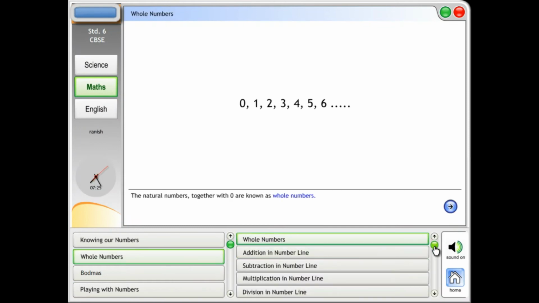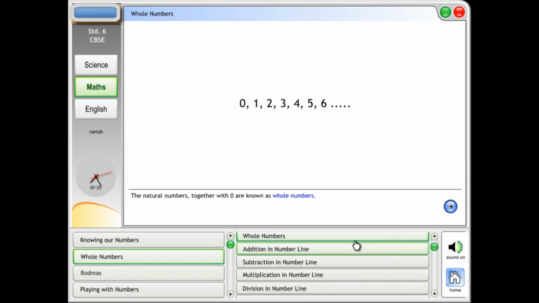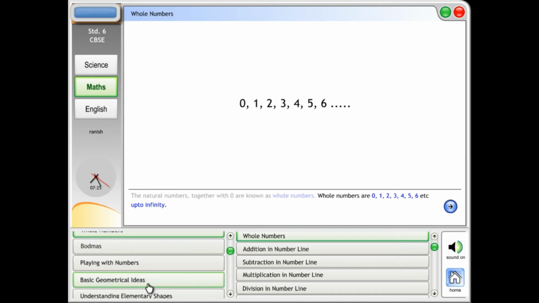Whole numbers. The natural numbers, together with 0, are known as whole numbers. Whole numbers are 0, 1, 2, 3, 4, 5, 6, etc. up to infinity.